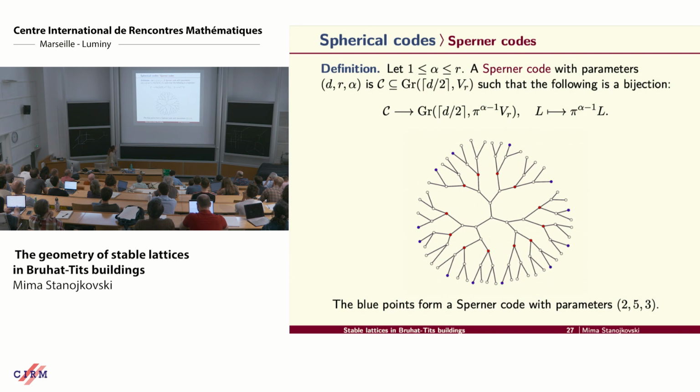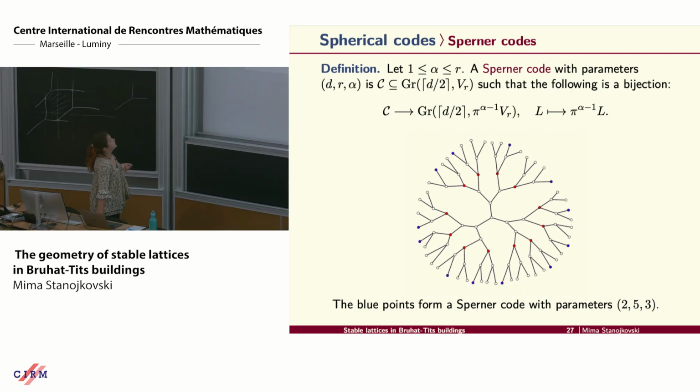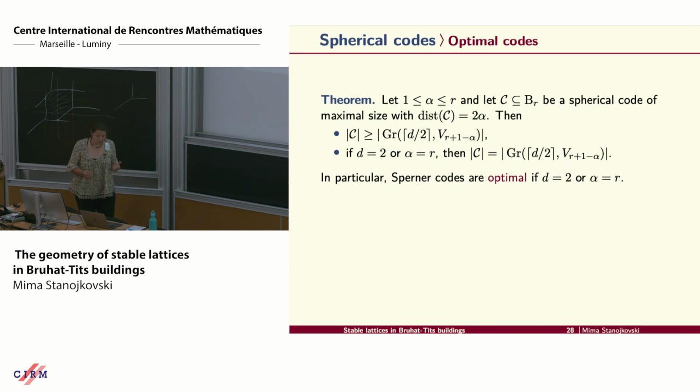Sperner code. And why are these nice? Well, these give us a lower bound on the size of an optimal code. So if a code of prescribed distance 2 alpha has maximal size, then this size is at least the size of a corresponding Sperner code. And in the extremal cases in which d is equal to 2 or the distance is maximal, so it's 2r, so you really have to travel all the way from one point to the other, then these codes are really optimal. It's the best that we can get.